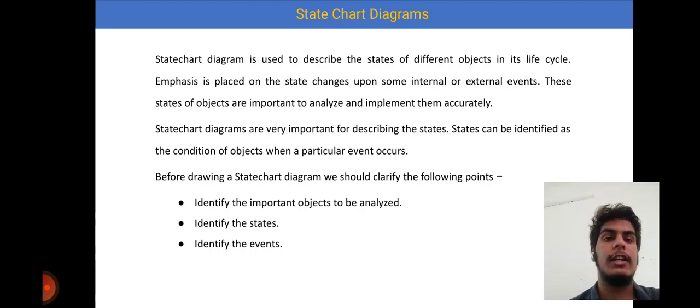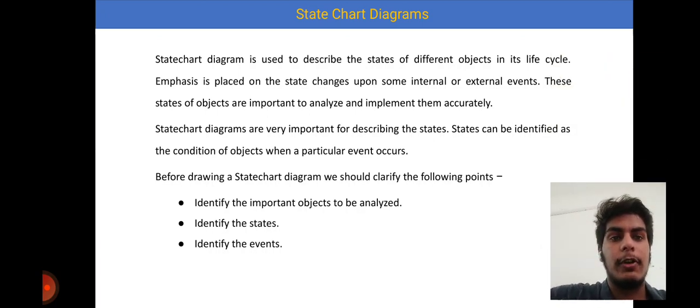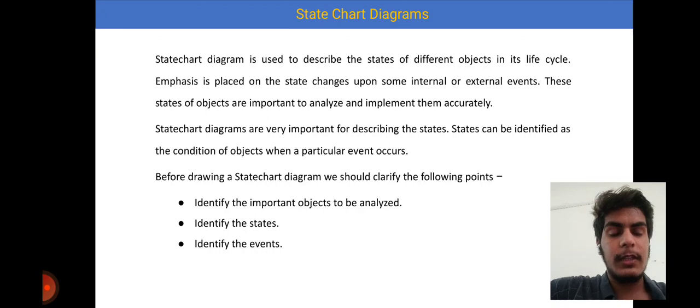Before drawing a state chart diagram, we should clarify the following points. Identify the important objects to be analyzed, identify the states, identify the events.